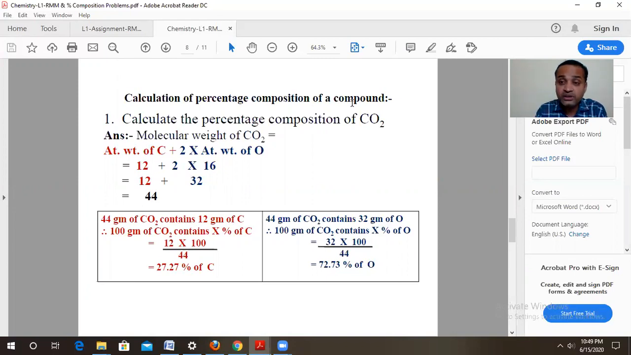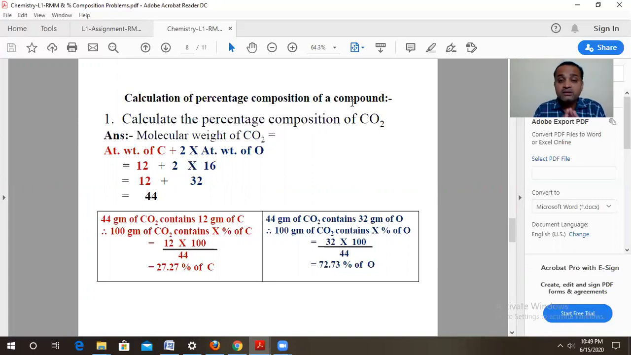Now from this 44, we need to find out the percentage of carbon and the percentage of oxygen, and that is called the calculation of percentage composition of a compound. Firstly, let us see what percentage composition of a compound is.